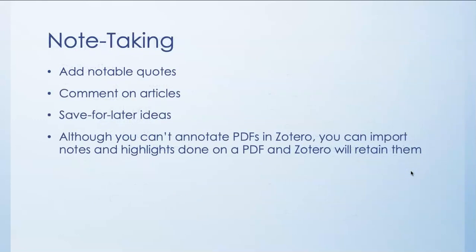For note-taking, a few things you might do. You might add notable quotes that you grabbed. You might add some kind of commentary on the articles about what you found interesting, ideas you might want to save for later and not forget. And though I mentioned you can't annotate PDFs directly in Zotero, if you use something like Adobe Reader to add notes or highlights to a PDF, you can import those into Zotero and it will retain them. And you can attach that PDF to the associated item.